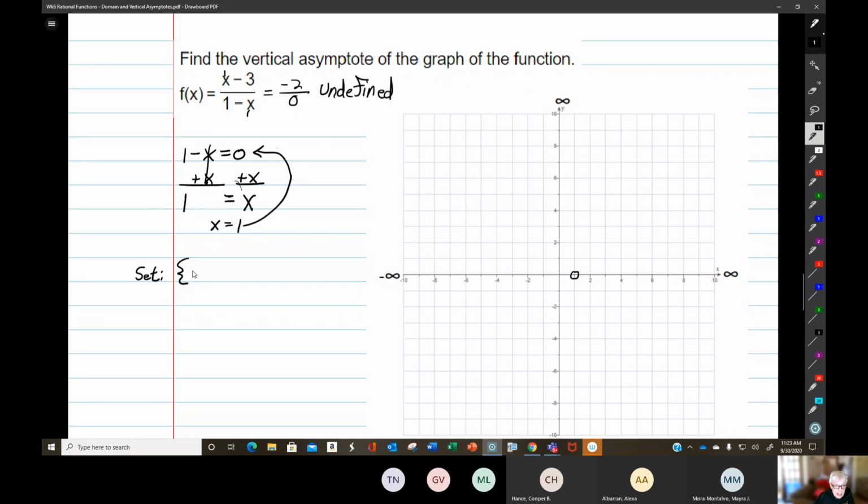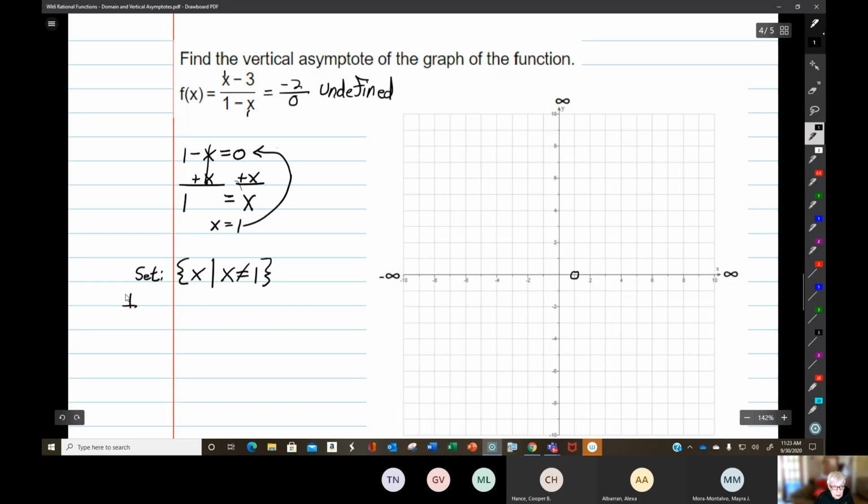Now, in set builder notation, which is what we were doing before, you would write the domain as, even though this isn't asking for the domain, I'm doing exactly the same thing in all of these problems, which is writing the domain: all x such that x does not equal 1. And that's what your domain would be in set builder notation.